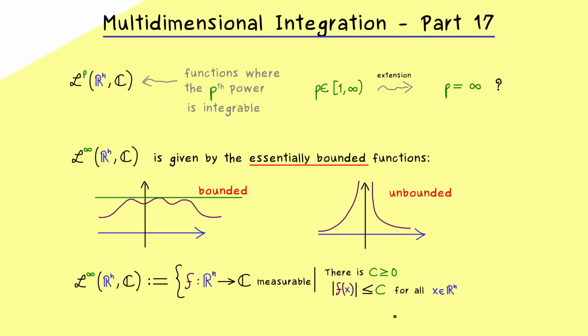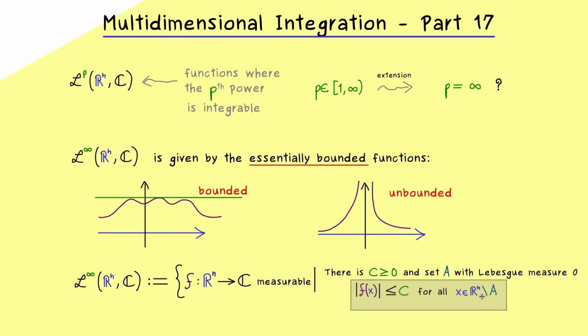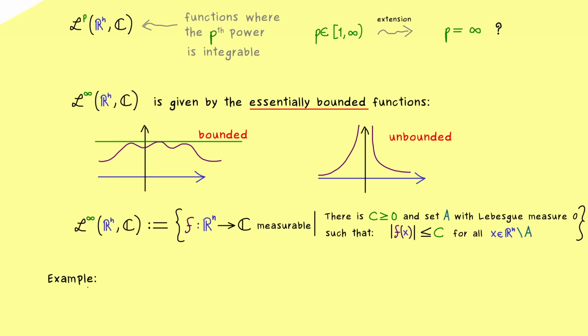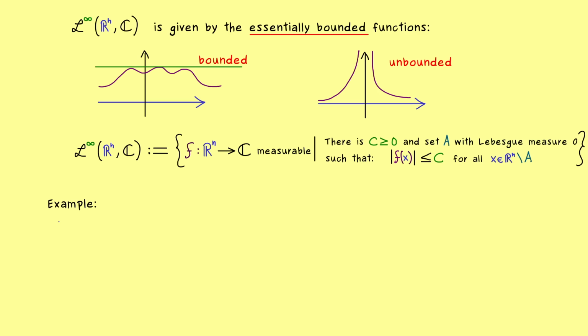And now comes the extension that we don't care about what happens at a set with Lebesgue measure 0. So let's call this Lebesgue measurable set just A. And now we only need to satisfy our inequality outside of A. So this is the whole definition. This is what an essentially bounded function actually is. So it's not important how we can choose C and A, just the existence is needed. And in order to see that, let's immediately look at an example. So we need an example of a function defined on Rn, which is not bounded, but still essentially bounded.